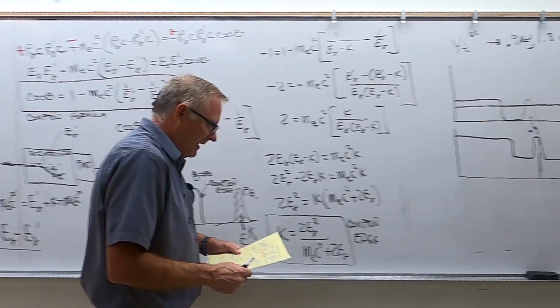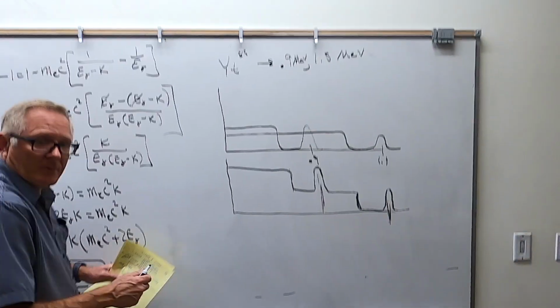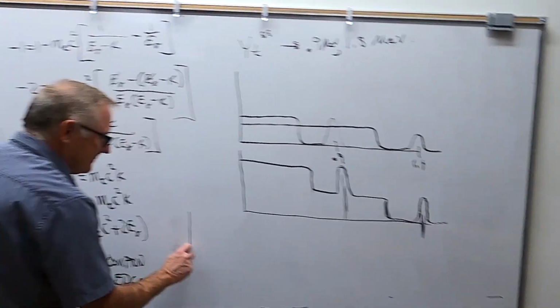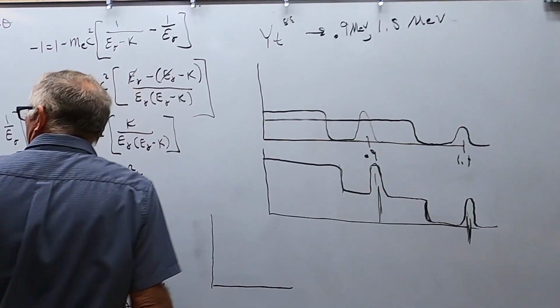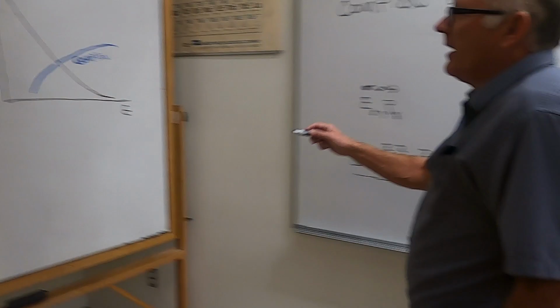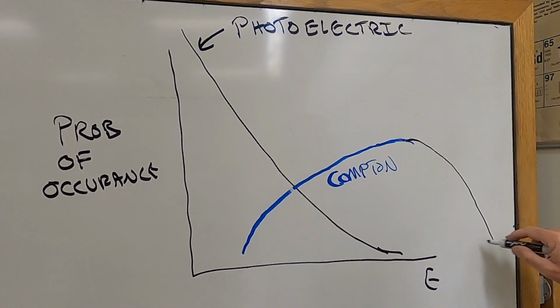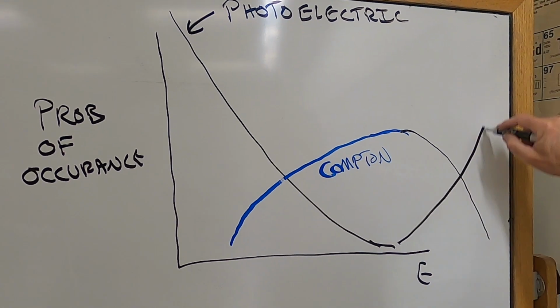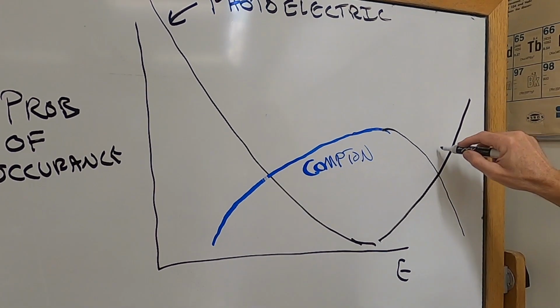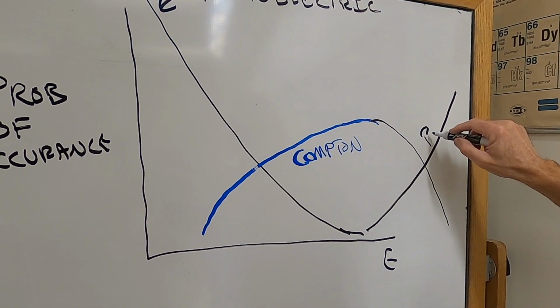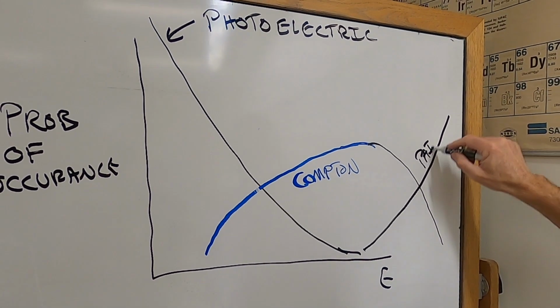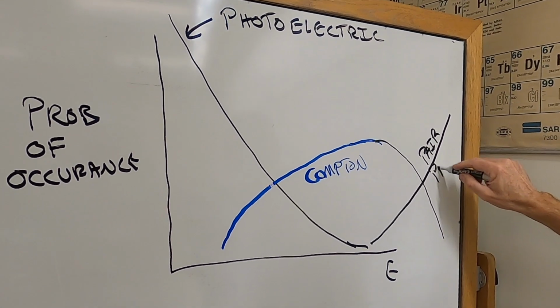And when we look at our probability of occurrence, let's come over to here. Sorry. This process eventually starts to go back downhill right here. And another process is going to start taking off right there. This is actually called pair production.